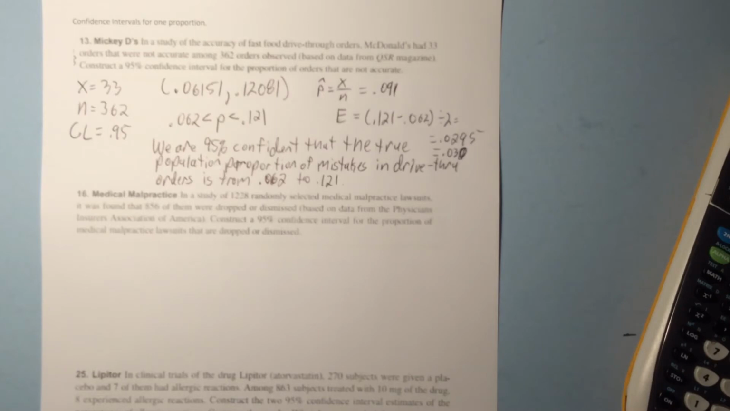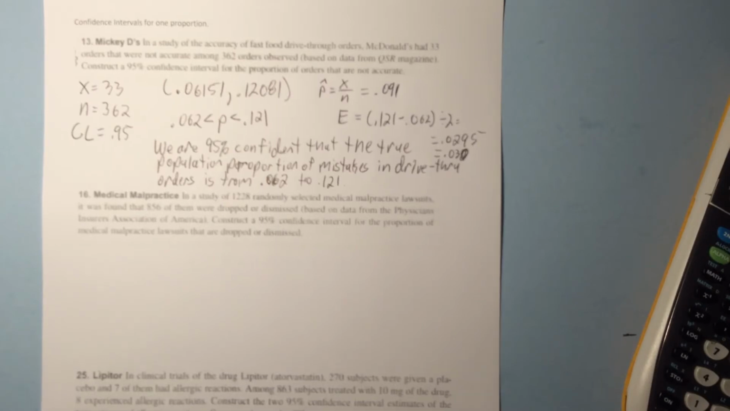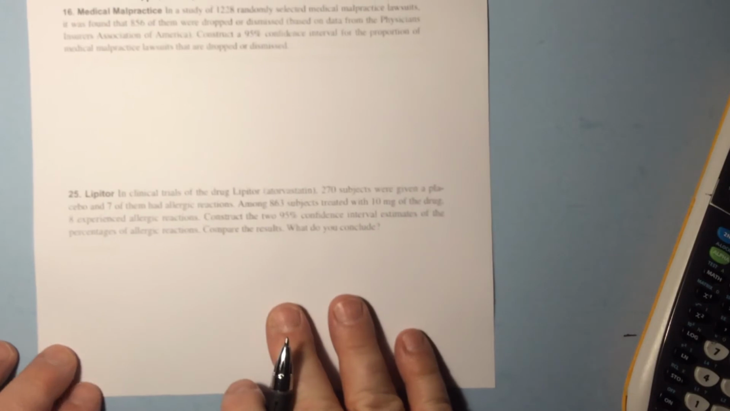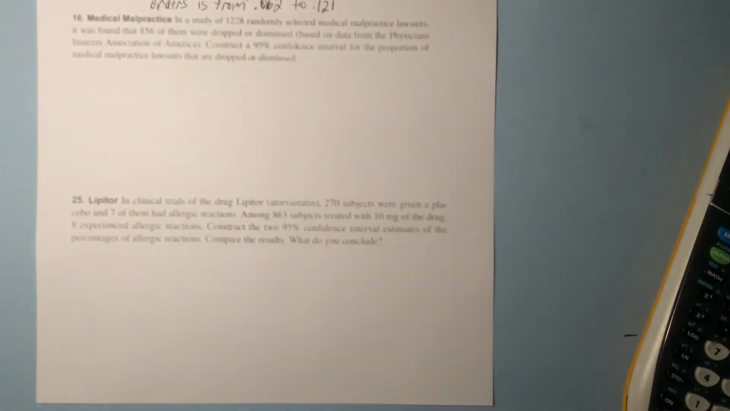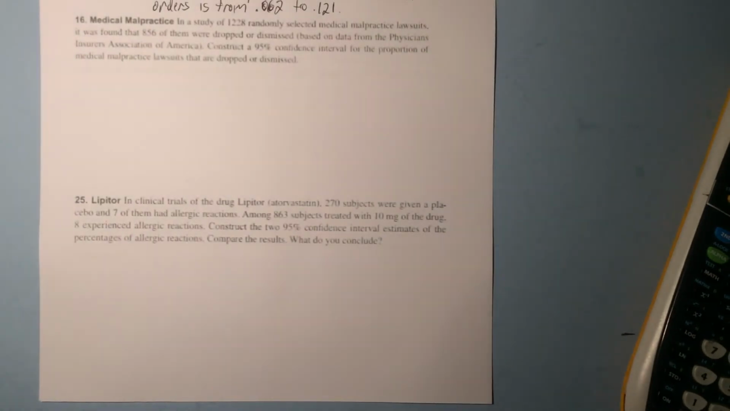So that's our first example to show how we handle the first problem regarding confidence intervals. Let's go ahead to problem number 2 and see how we handle that. Now the last time we need to move the paper up. So the second problem addresses medical malpractice. It says, in a study of 1,228 randomly selected medical malpractice lawsuits, it was found that 856 of them were dropped or dismissed, based on data from the Physicians Insurance Association of America. Construct a 95% confidence interval for the proportion of medical malpractice lawsuits that are dropped or dismissed.